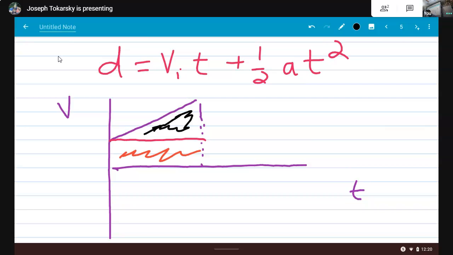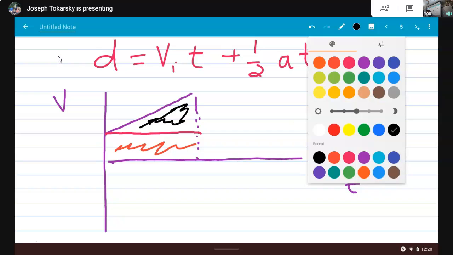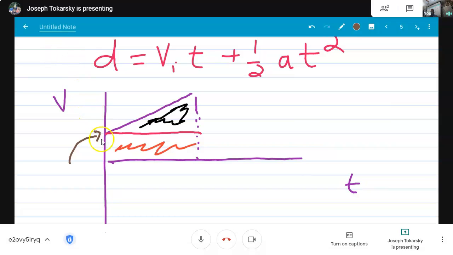So let me make some other points on here before we get going. I'm not going to put specific numbers here. However, that point right there on the graph would be the initial velocity at time t equals 0, wouldn't it? So whatever number is there, it's some positive number because it's above the x-axis, right?